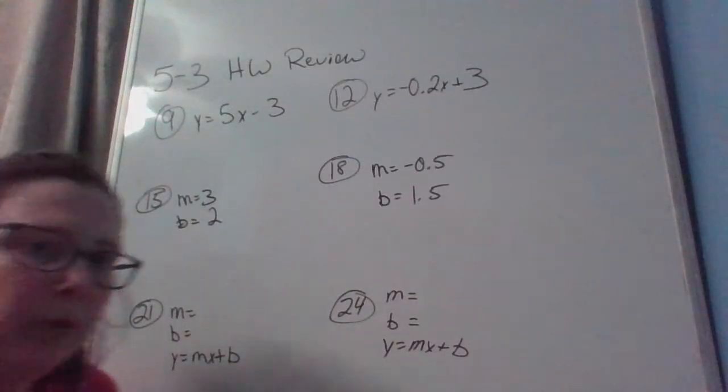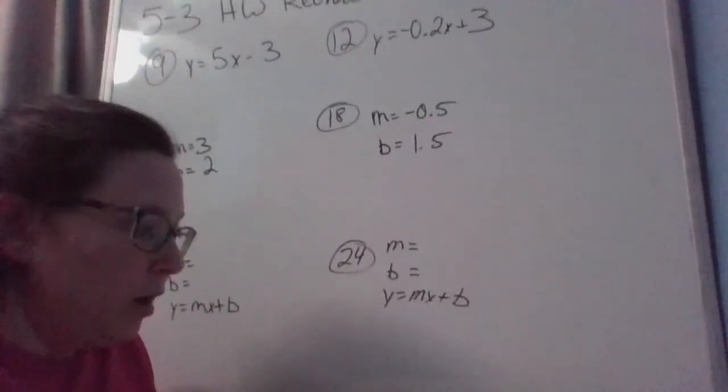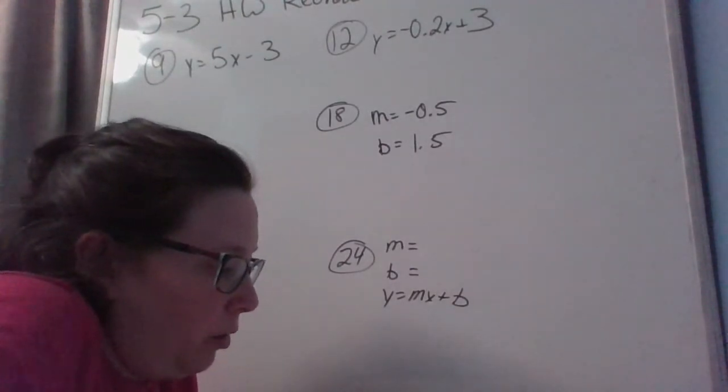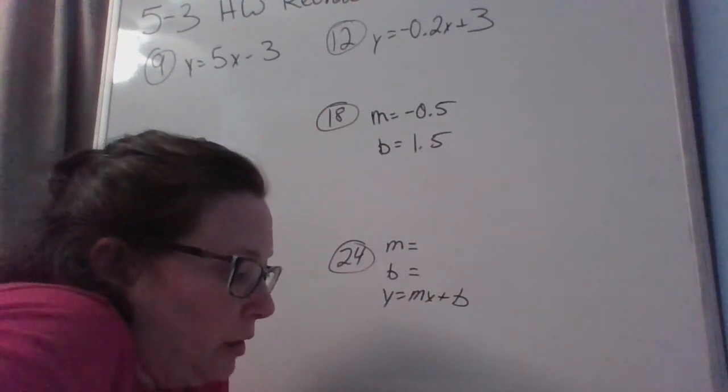Alright, here we are with our 5B homework review. First up is 9 to 24 by 3s. Numbers 9 and 12, you are given an equation and you are asked to come up with the slope and the y-intercept.